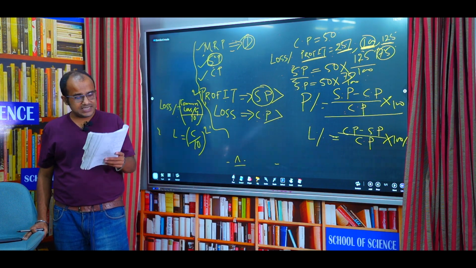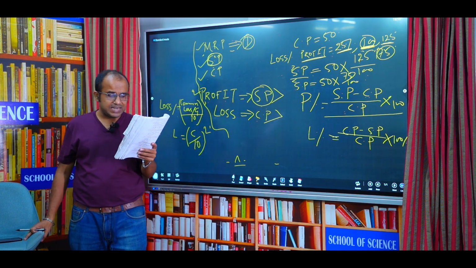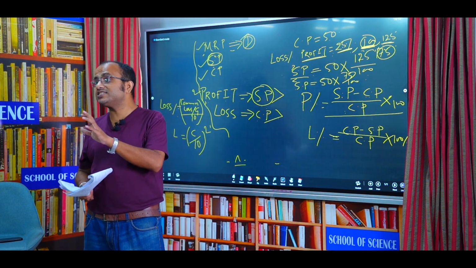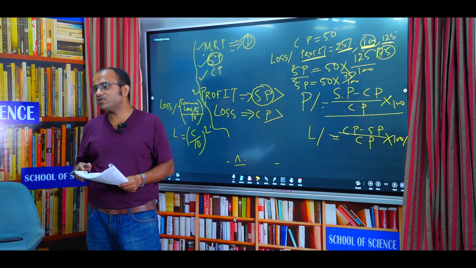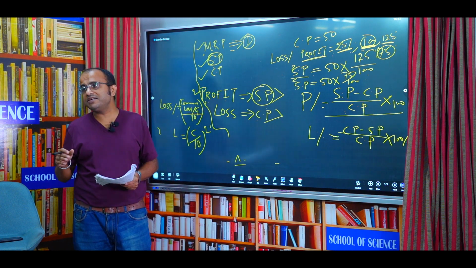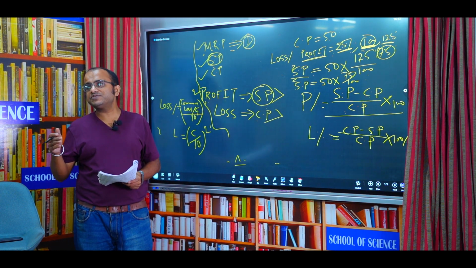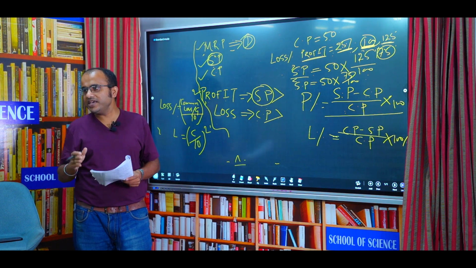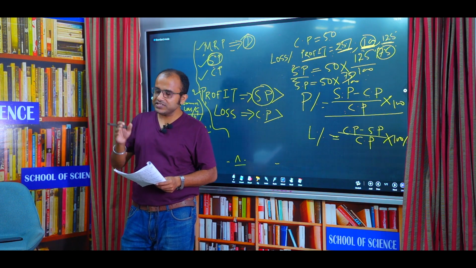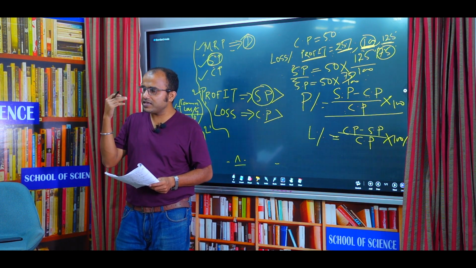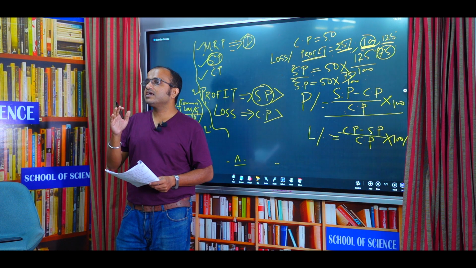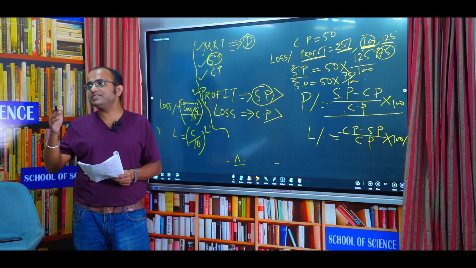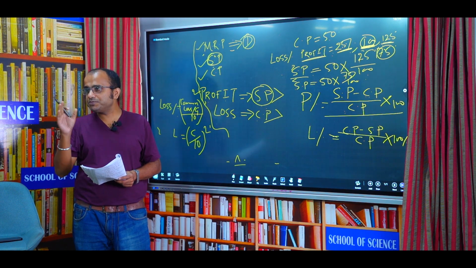Another thing, the last thing: if a trader professes to sell his goods at cost price but uses false weights, that means a dishonest dealer, several kinds of problems come. A dishonest dealer, for example, gives 750 grams of weight of anything but shows it as 1 kg. If he gives 750 grams but shows it as 1 kg or 1000 grams, then obviously there will be profit for the dishonest dealer. So how much profit will there be?